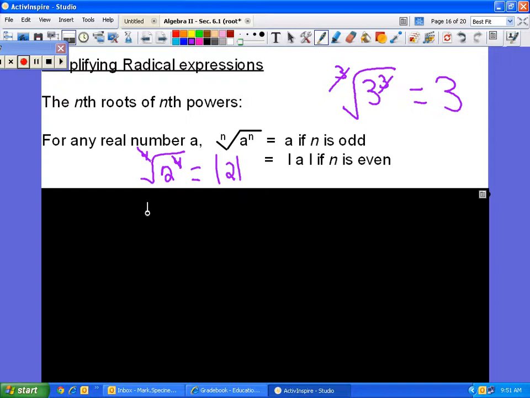When these numbers are even, we're going to use the absolute value symbol. What does it say? The answer is the absolute value of A if n is even. So it's just A, it's just the number if n is odd, and it's the absolute value if n is even.